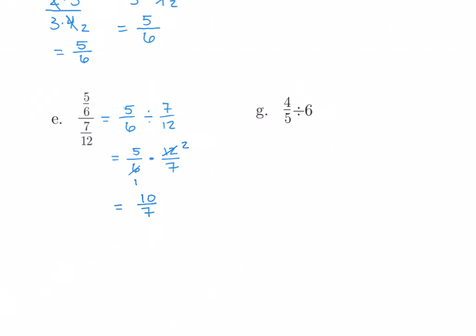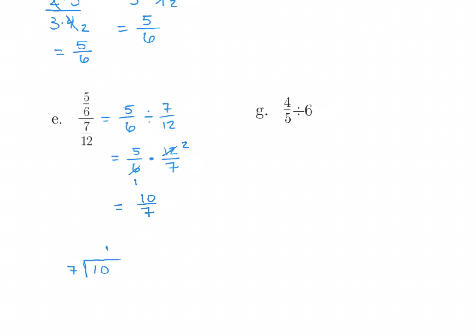Now we should get a warning sign here. You should see some bells and whistles going off in your head. This is an improper fraction. And as we've already talked about improper fractions and mixed numbers, let's go ahead and convert this to a mixed number. So I'm going to divide 10 by 7.